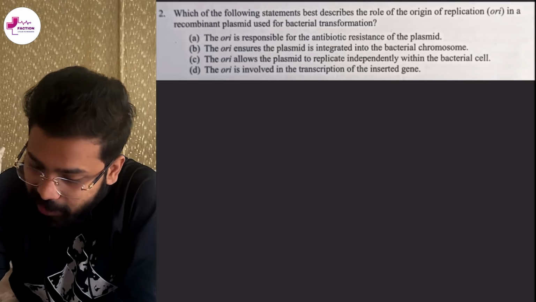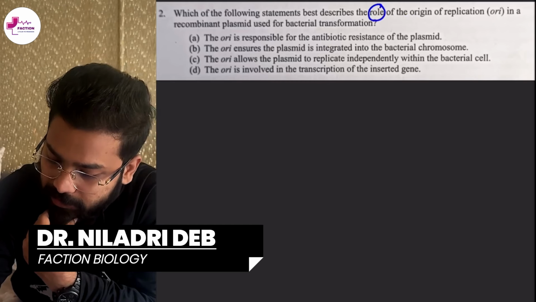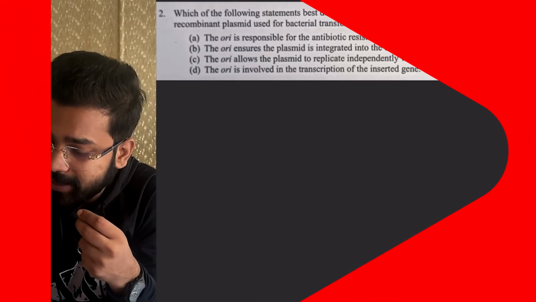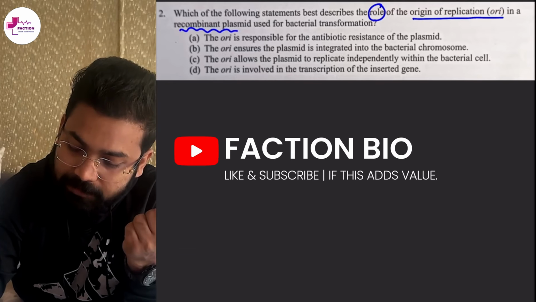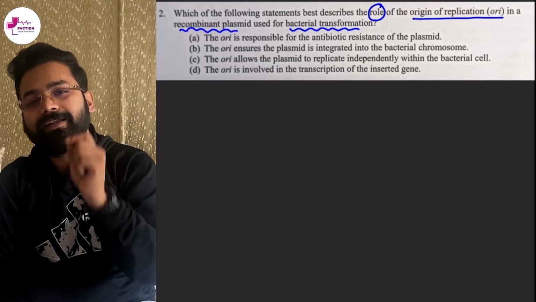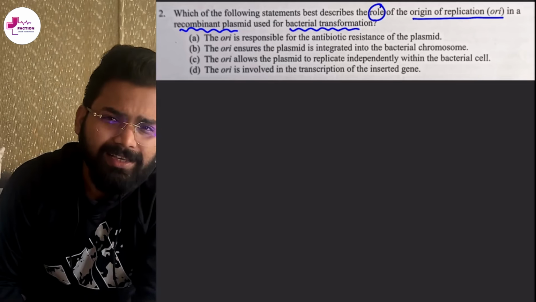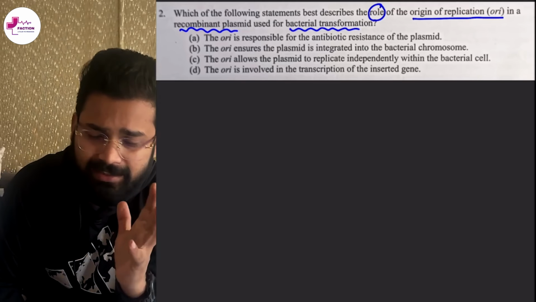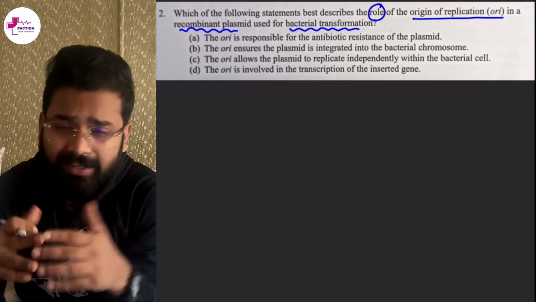The question says, which of the following statements best describes the role, or you can say the function, of the ORI site, the origin of replication site, in a recombinant plasmid used in bacterial transformation? That is, in a bacterial transformation experiment, what is the function of the ORI site? This is what the question has directly asked. So this is a very basic question from biotech. We have answered this question.